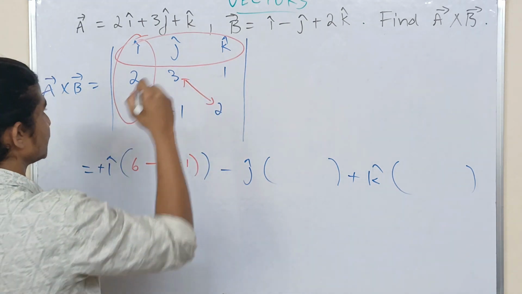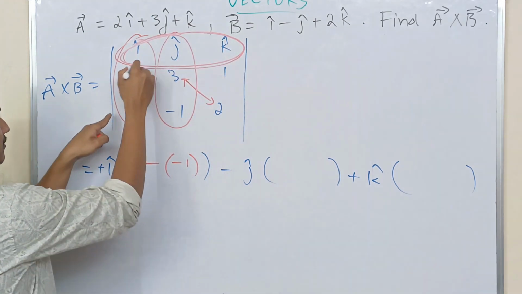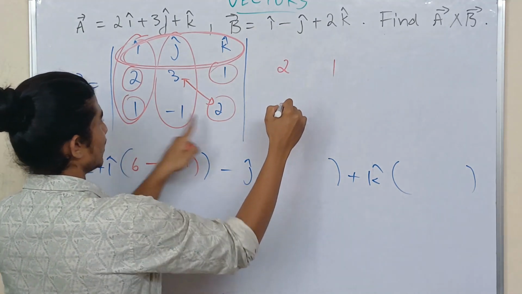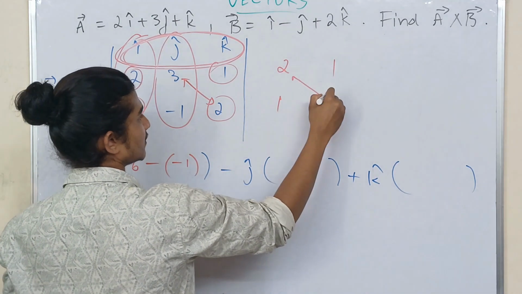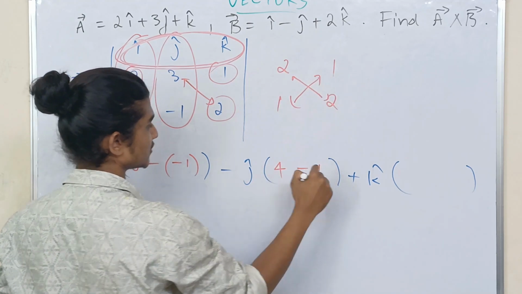Whereas for the j cap, these two will be cancelled out. We'll be left with these four numbers. I'm going to write them separately: 2, 1, and 1, 2. So let's cross multiply them. So 2 into 2 is 4, minus 1 into 1, just 1.